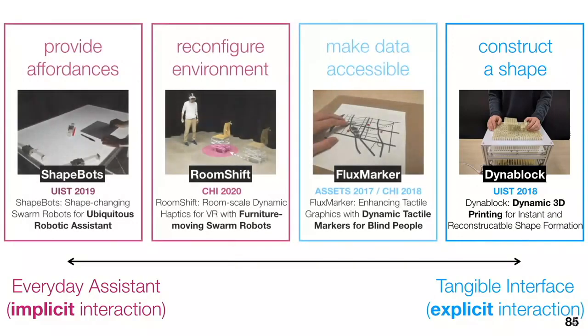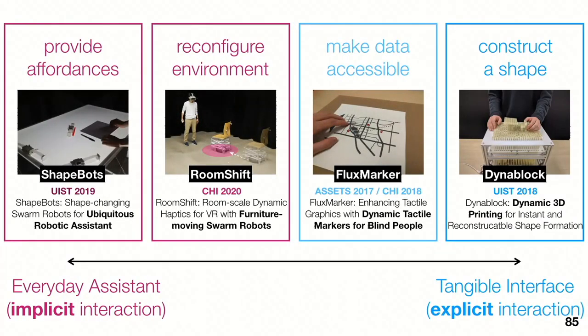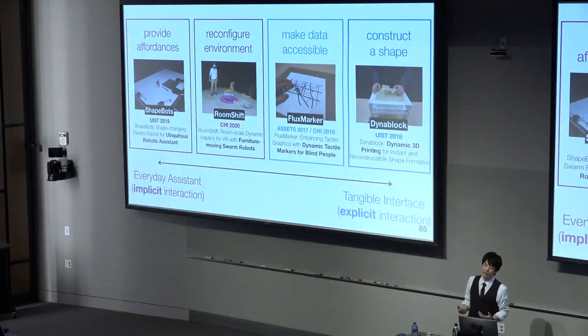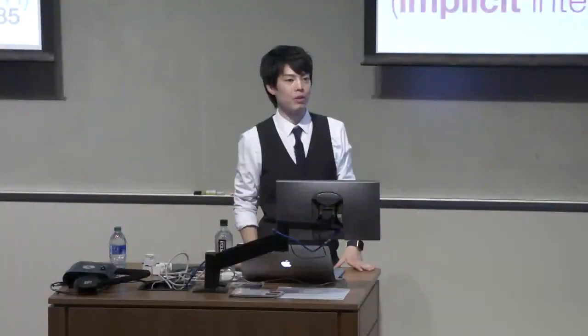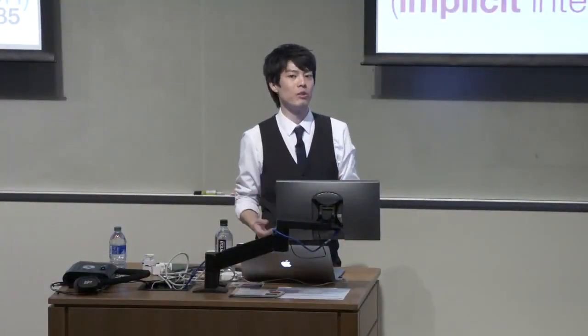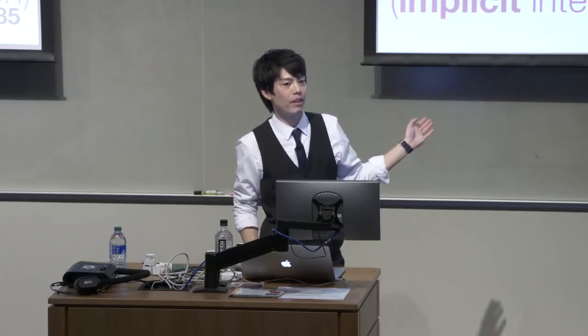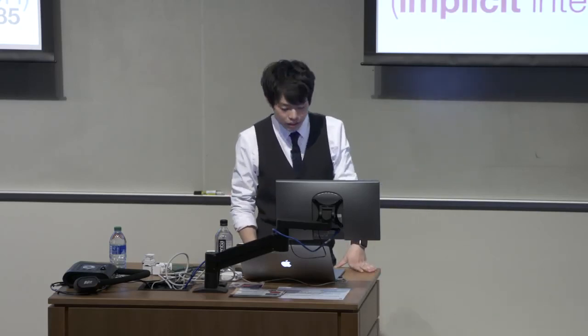So we can use these swarm robots to provide physical affordances. These swarm robots can also reconfigure the environment by rearranging furniture. They can also make data and information accessible for blind users, and these swarm elements can also construct shapes. So these are four major projects for the main contribution: how we can leverage distributed swarm robots for everyday environment assistance and tangible user interfaces.